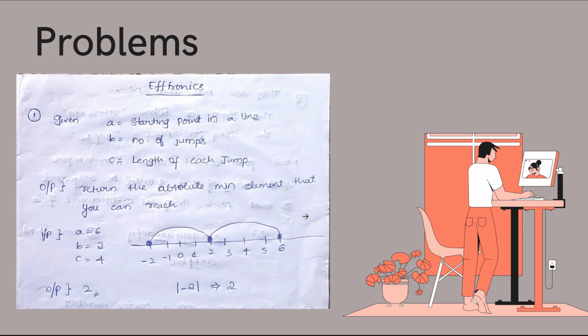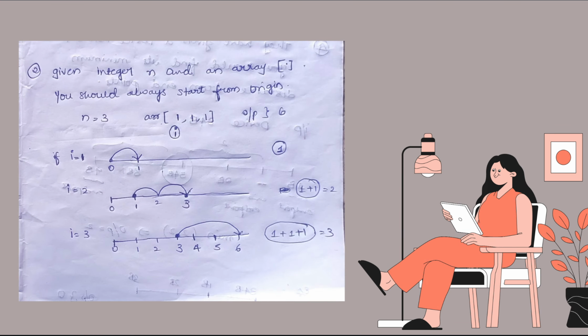Coming to the next question, I hope you understand the first question. This is the second question. You are given an integer n and an array of elements. You should always start from the origin. Here n is equal to 3, that means n is the array length. The array has these elements.